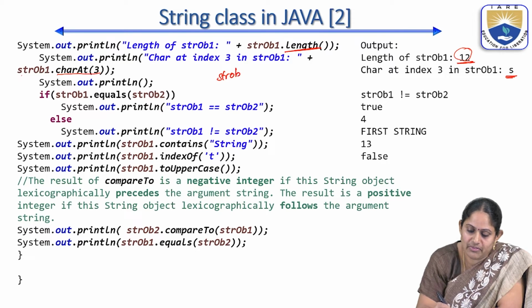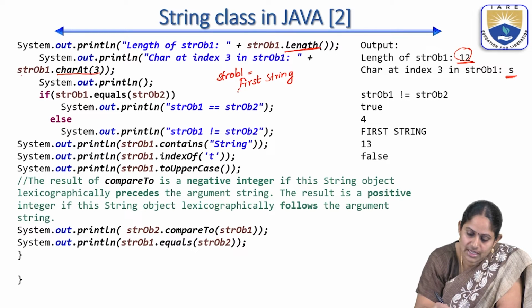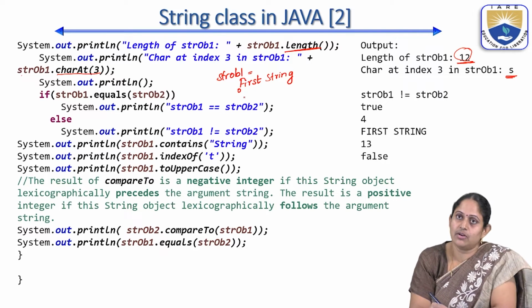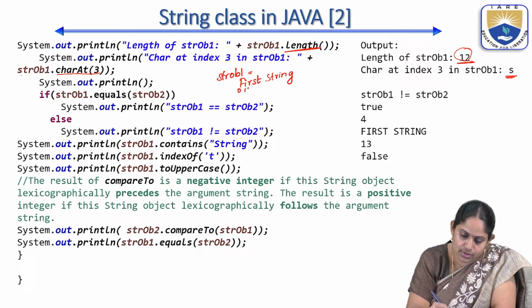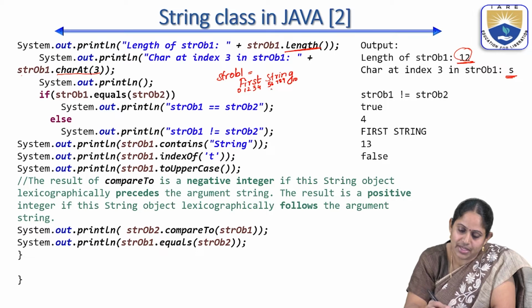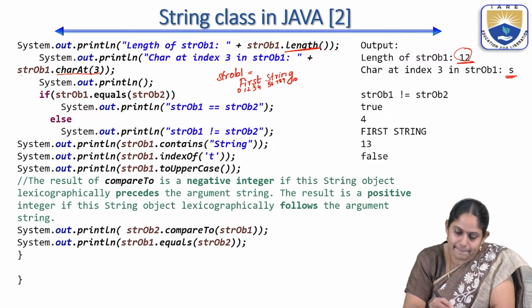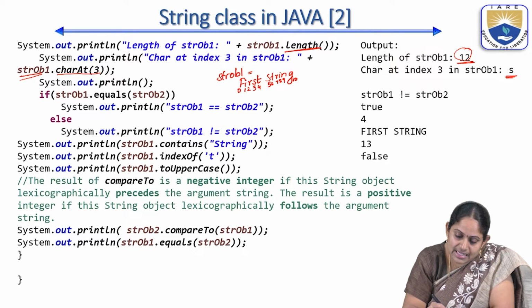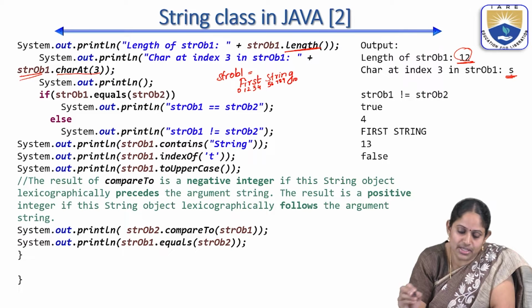strOb1 contains first string. Since a string is an array of characters, it also starts with index 0: 0, 1, 2, 3, 5, 6, 7, 8, 9 and 10. So it is displaying the character at the third location of object 1, which is S. So we get the output S.